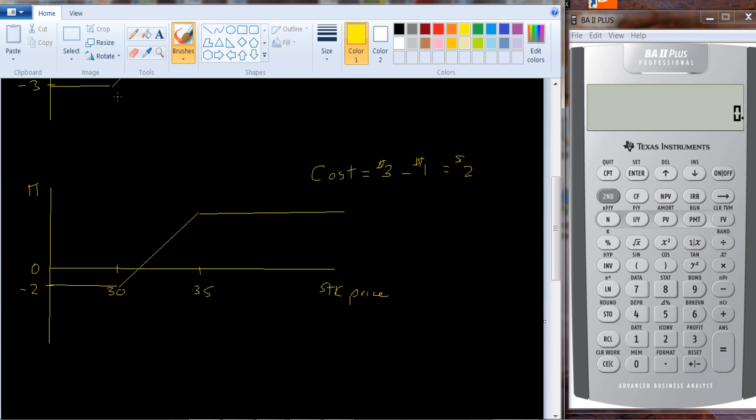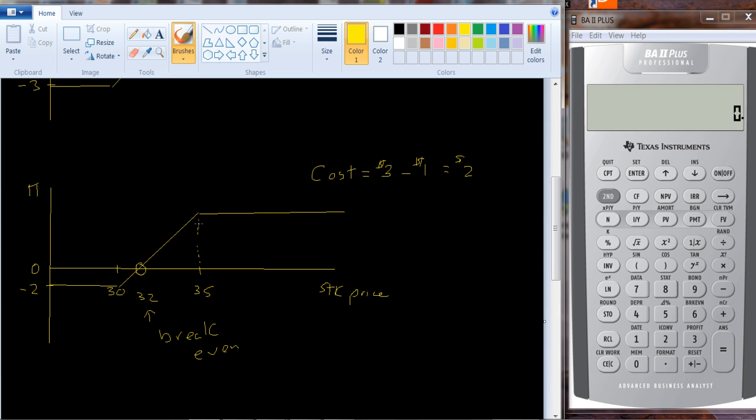Now, let's think about this. Your break even now has been lowered. It's 32. That is, the stock price doesn't have to rise as much for you to break even. If it goes to 32, you buy it at 30, you sell it at 32, that makes you $2. The strategy cost you $2. However, your profit flattens out after it hits 35.